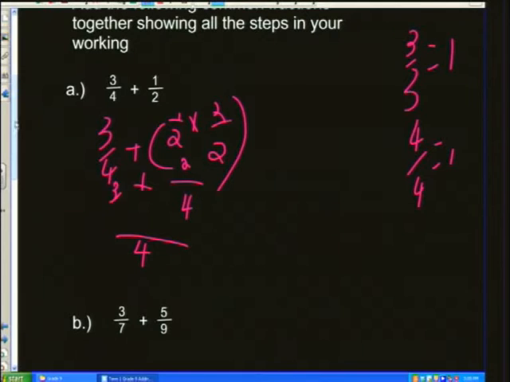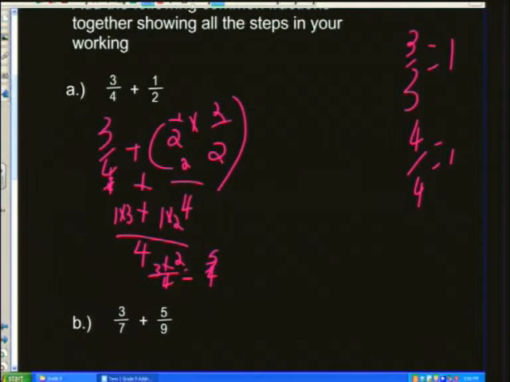Okay. This is 3 over 4. And this one is 1 times 3 plus 1 times 2. So 1 times 3 is 3, plus 1 times 2 is 2, over 4. Then I add them. 3 plus 2, simple arithmetic, is 5 over 4. That is my answer. I can't simplify it any further.